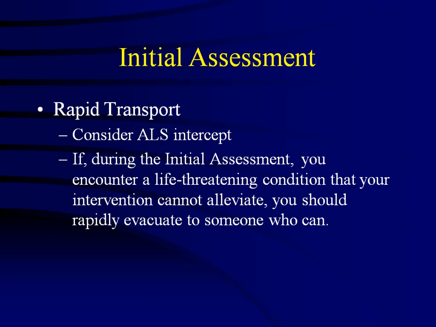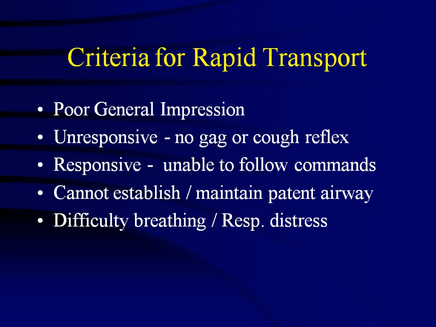And again, like I said, I mentioned that second bullet there. If you can't manage them, then hand them off to somebody who can. Okay, this is the criteria for a rapid transport. Somebody who generates a poor general impression. And what in your mind is a poor general impression? Just look at this right here. If there's something wrong with their mental status, that's a poor general impression. Okay? If there's an airway issue, a breathing issue, a circulation issue. So those are pretty simple.